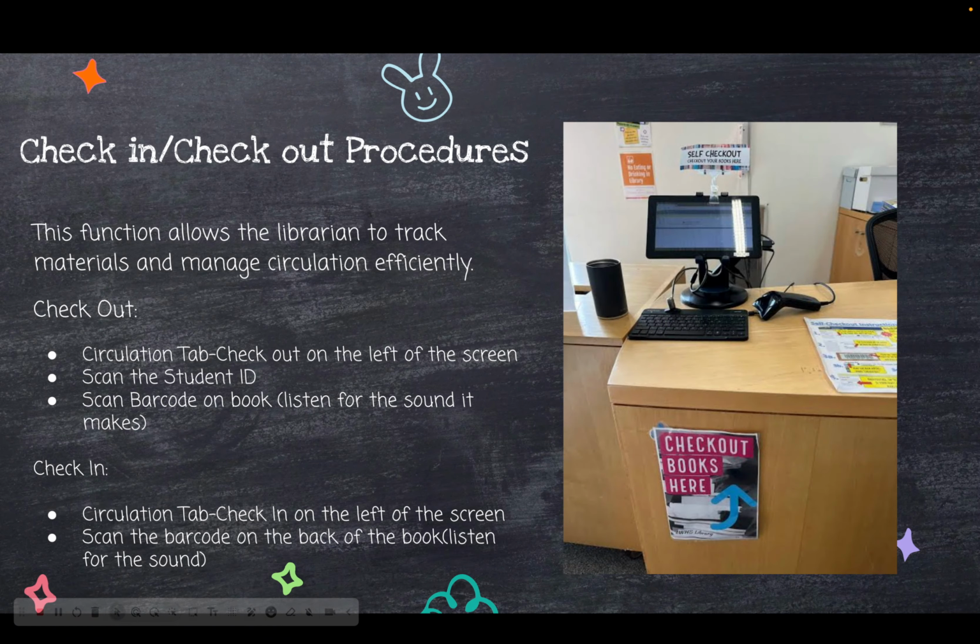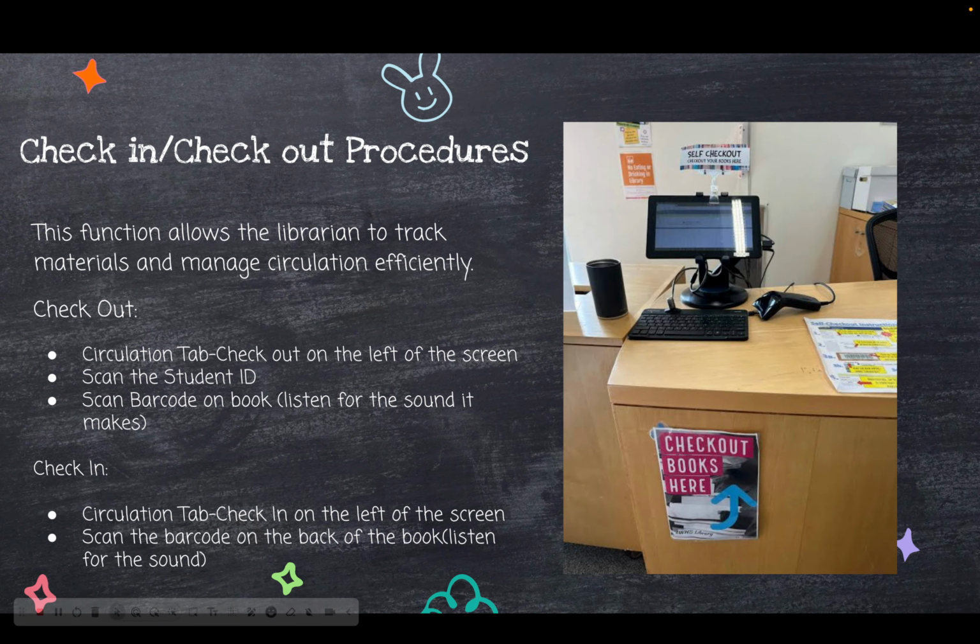So when we check out in the library, you're going to go to the circulation tab. Then you're going to check on the left-hand side of the screen for the patron. The kids can scan their student ID if they have it with them at that time, or you can go into the search button and start typing in their last name. You're going to scan the barcode on the back, and the biggest thing I learned was to listen for the sound that it makes to make sure it checks out the book correctly.